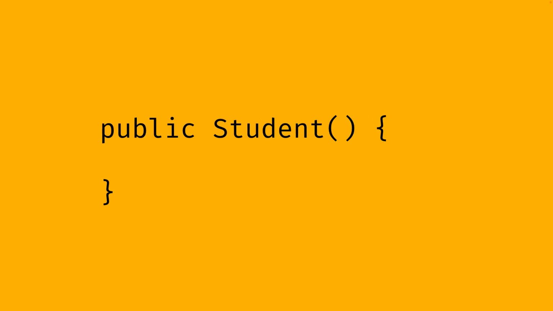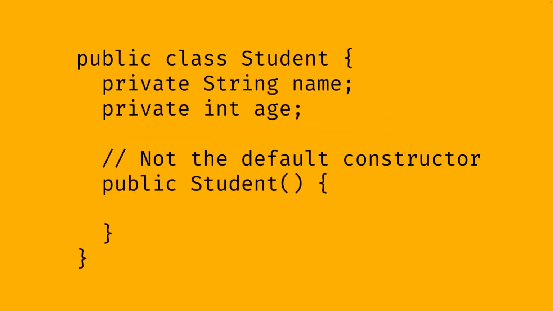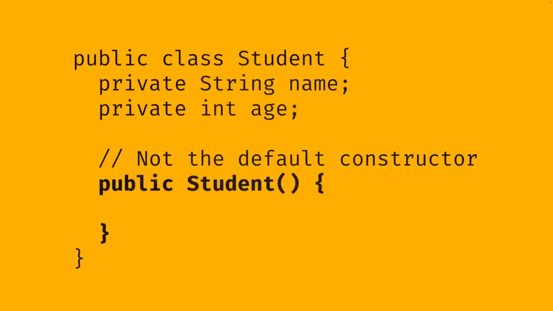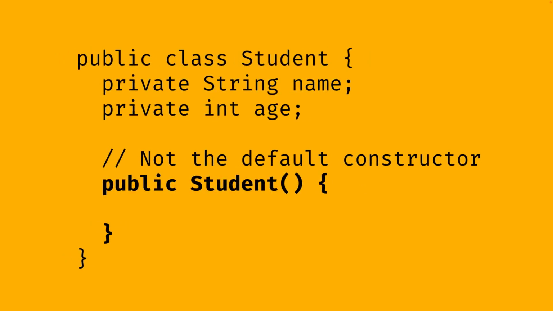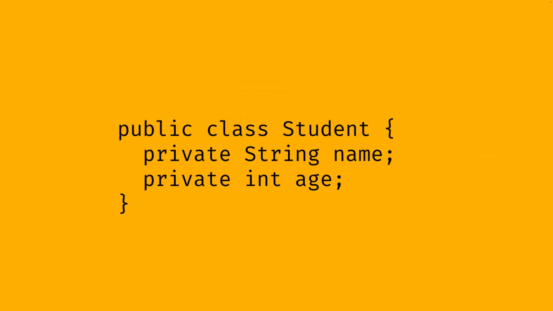Here's an example of what the default constructor would look like for a class student. But if you create the class looking like this, it is not the default constructor. This is because you added the constructor. The default constructor only gets added if you didn't add a constructor yourself, like this.